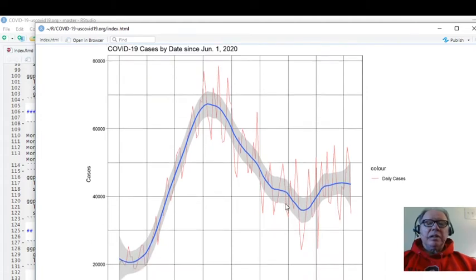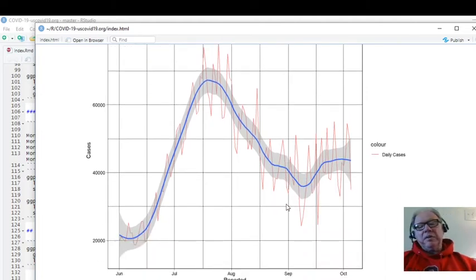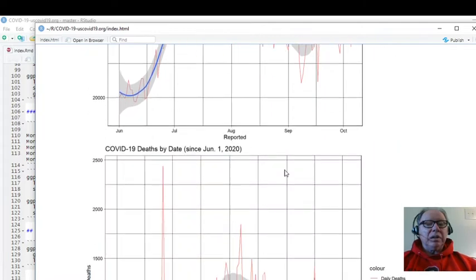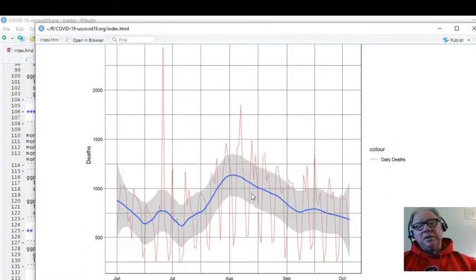Let's zoom in and take a look at from June onward. You can see that here the lowess function has the cases kind of leveling off. The lowess function shows a steady decline in cases from August. There's some volatility, but the overall trend for deaths is still down.